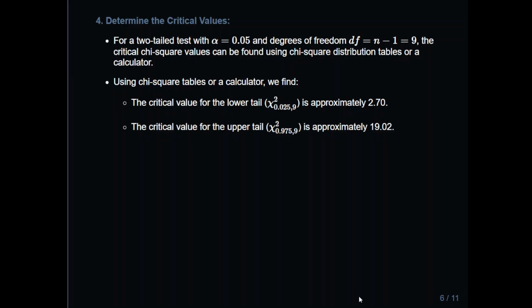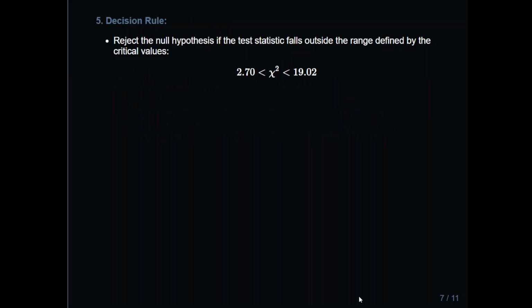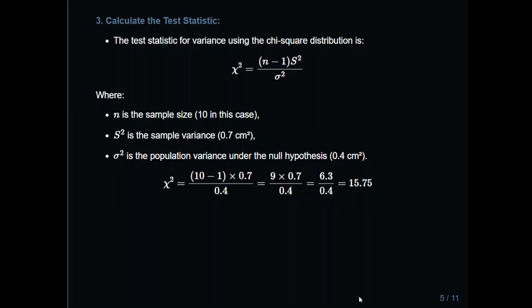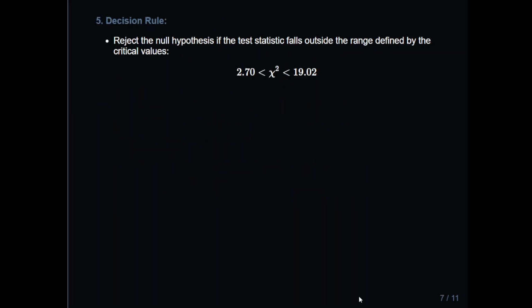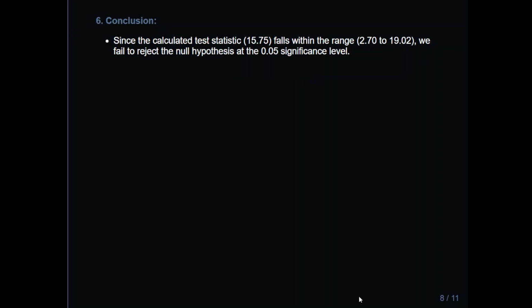So essentially the question is, is our test statistic in that interval between 2.7 and 19.02? Yes, it is, because it is 15.75. We reject the null hypothesis if the test statistic falls outside the range defined by the critical values. So this is what we have to ask ourselves here. Is our chi-square test statistic between 2.70 and 19.02? Yes, it is. It is 15.75, so it is within our range.